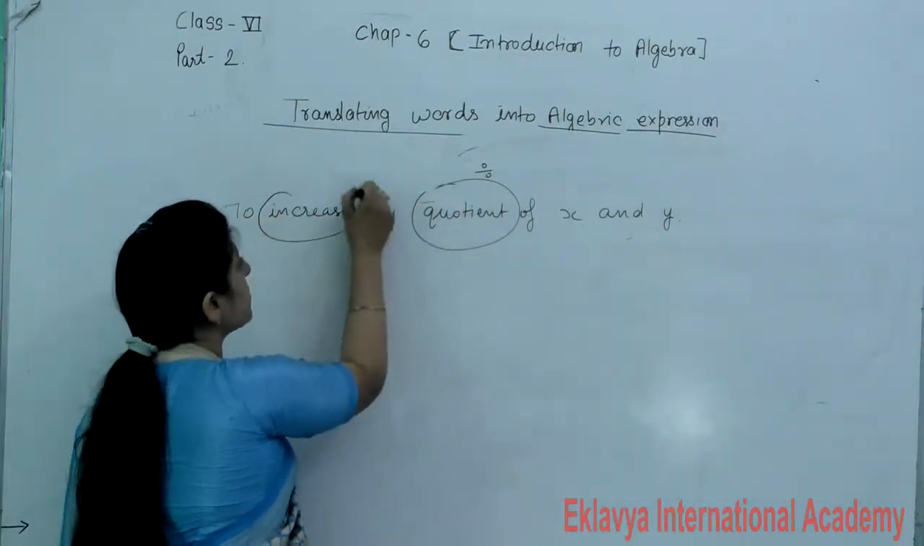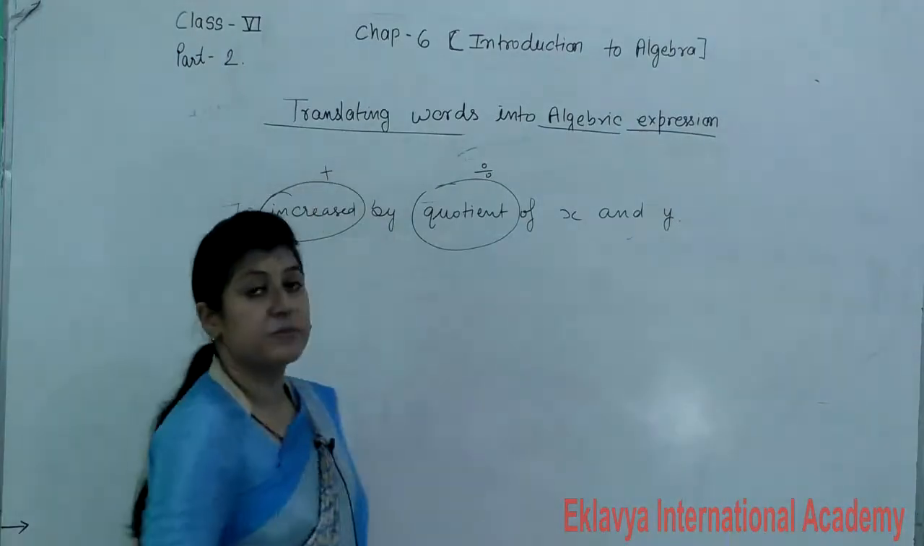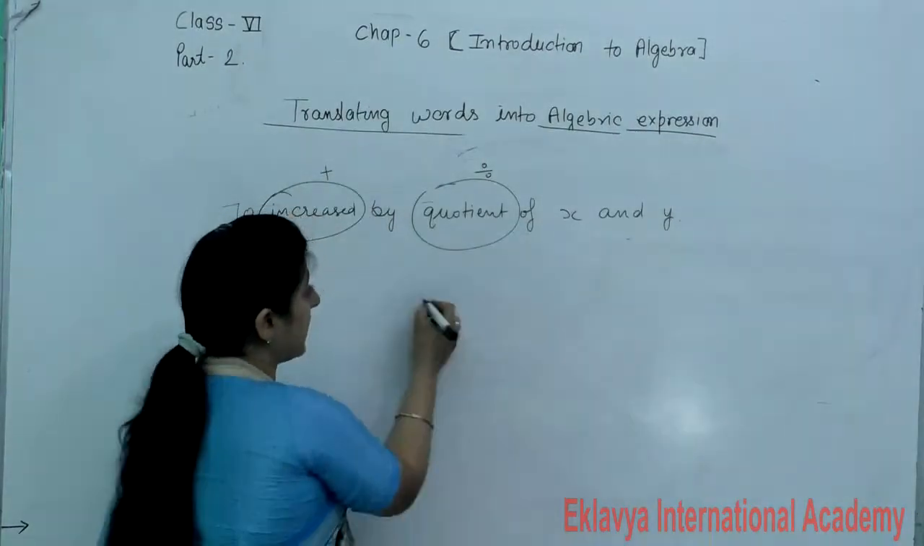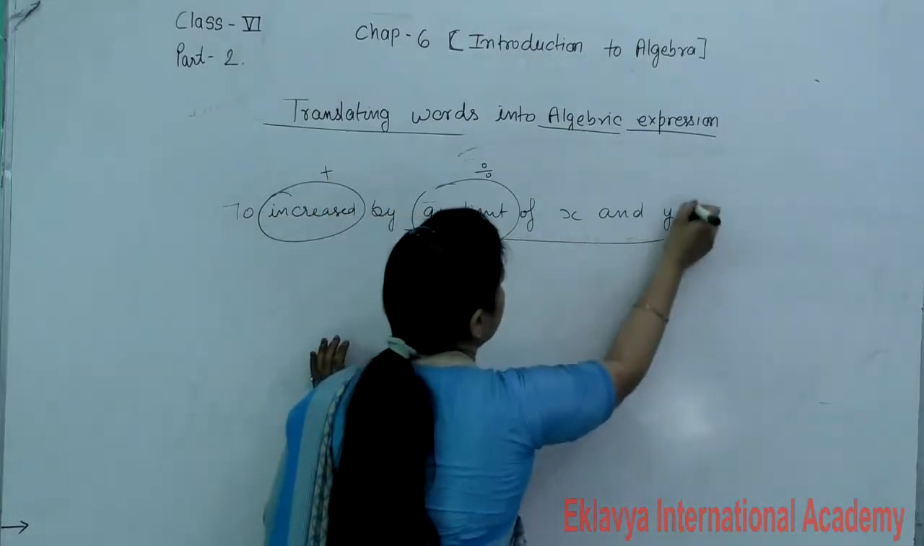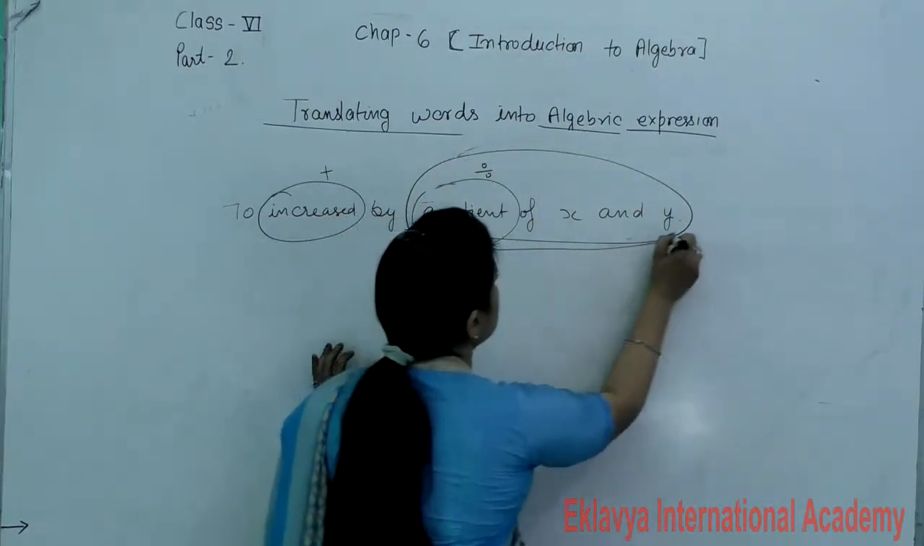This increase shows addition. Then how to apply here? 70 increased by quotient of x and y. Firstly we solve this statement.